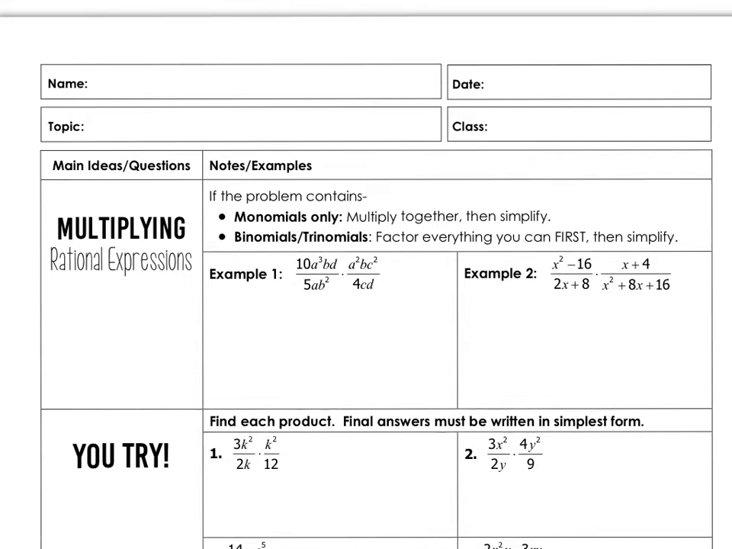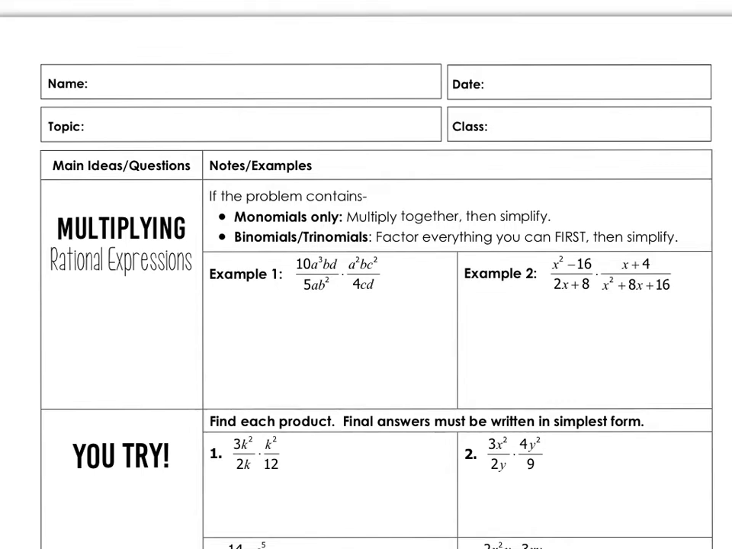And here we go, guys. So when we're multiplying, this first bit we're only going to talk about multiplying monomials. Remember, that's one term. Monomial means one, so we're just multiplying one term times one term.